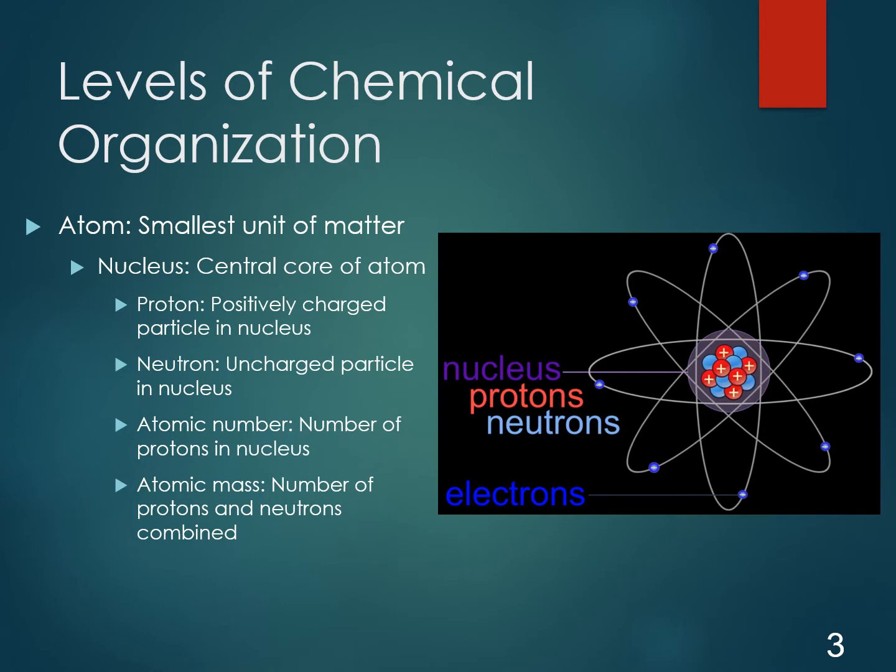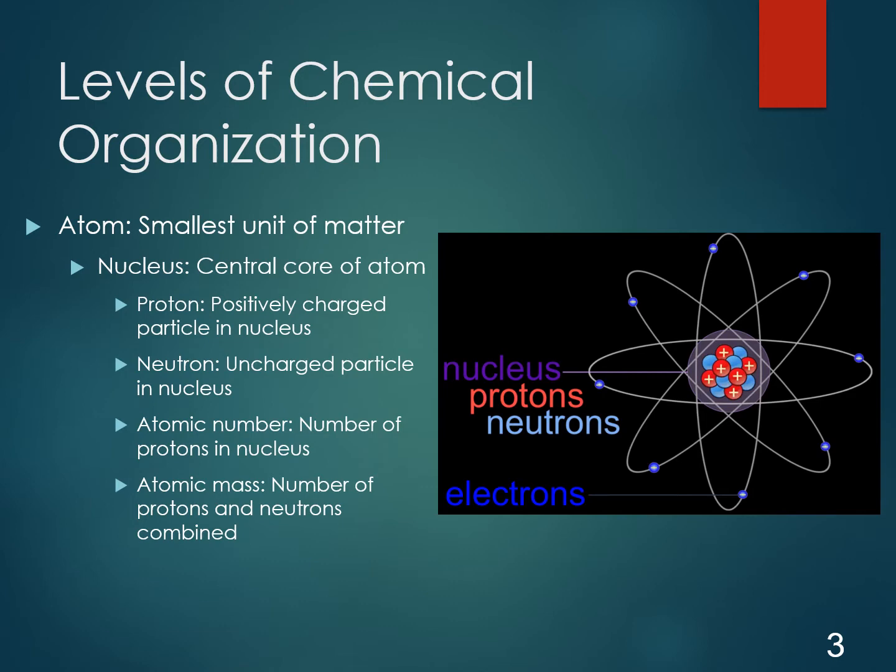If we want to talk about the atom in regards to its mass, or atomic mass, how much it weighs, we would add the number of protons and the number of neutrons to get the atomic mass. We don't add in the electrons because those particles are so small that they really don't even contribute to the weight of the atom. The other number that you need to know about is the atomic number. The atomic number is the number of protons.